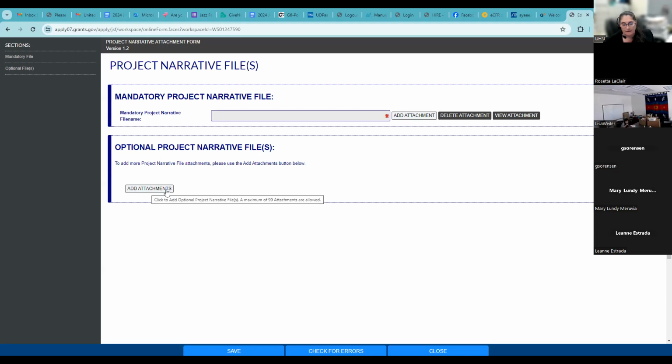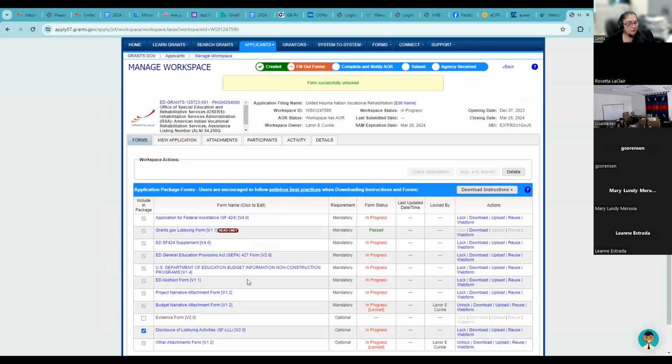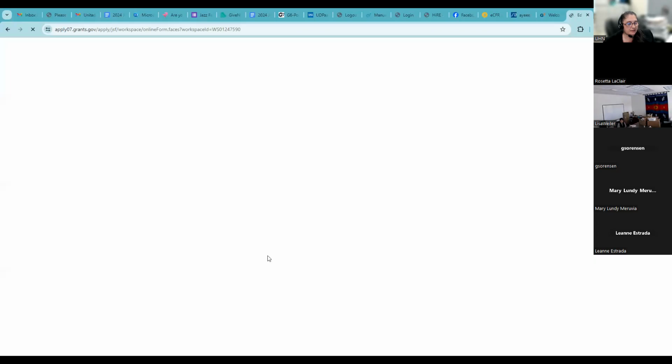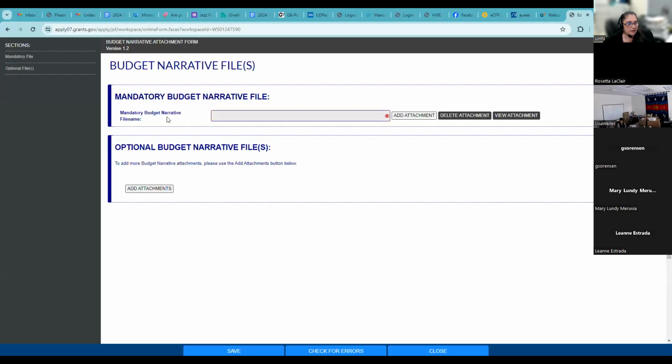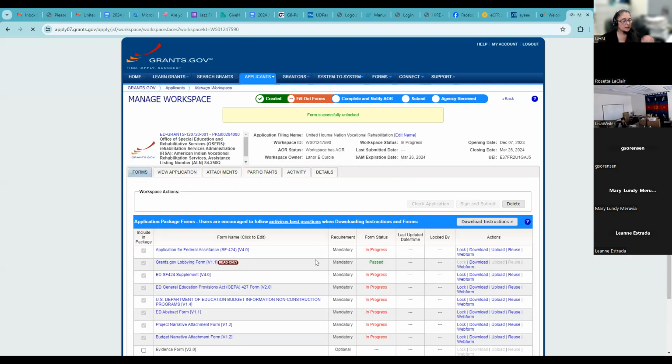There's no right or wrong to that extent. That's really your choice, because it'll upload either way. So your project narrative has a specific spot. Your budget narrative also has a specific spot. That is the mandatory form here. So those both must be there. The bigger question is where does your appendix go?